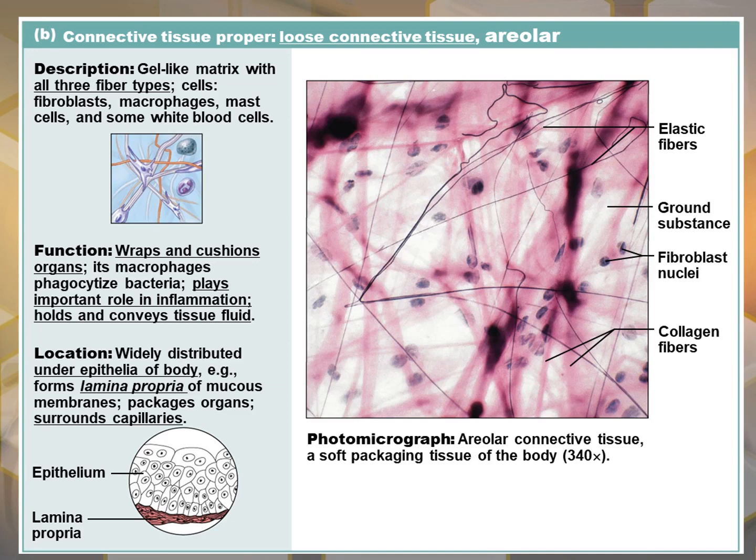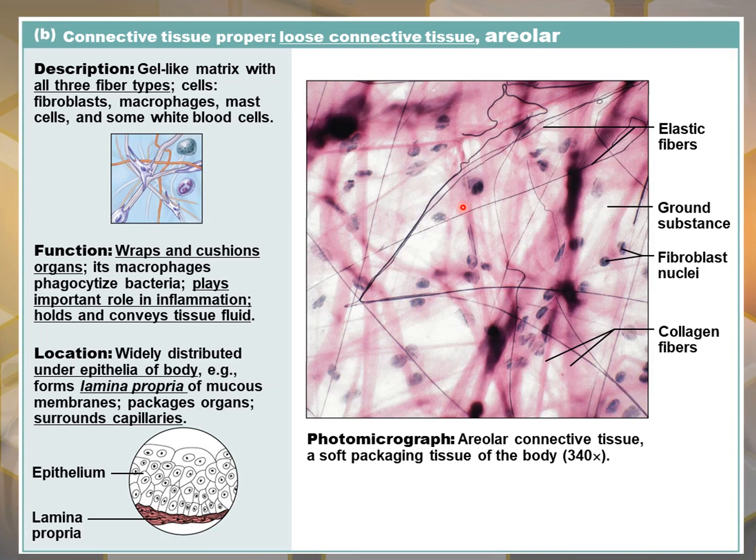So now let's talk about our first loose connective tissue, and this is our areolar connective tissue. It's the classic loose connective tissue, okay? So it has a gel-like matrix, that ground substance, and it has all three fiber types. So you can see collagen fibers, elastic fibers, and reticular fibers in there, okay? And this is where we see some white blood cells just kind of in amongst the fibroblasts. So our main cell type is the fibroblast.